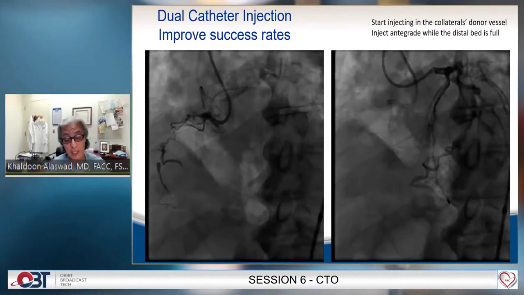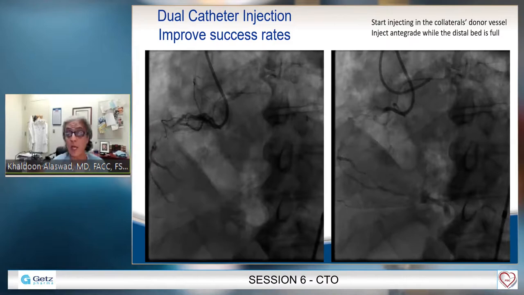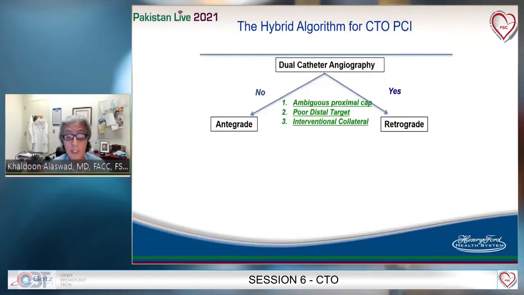Here, I'm actually 100% sure how long the stenosis is, what the distal target is, and what I need to do about it. And then you need to be systematic and purposeful about how to approach your CTO. So you look. This is the hybrid algorithm. Nothing wrong with the Asia-Pacific algorithm. It's actually similar and excellent, good.